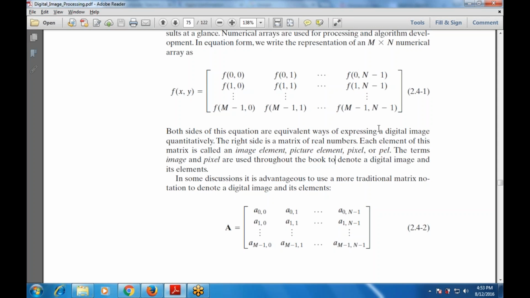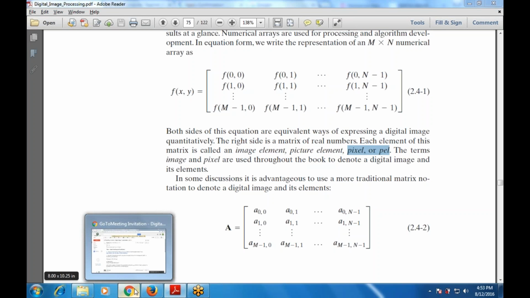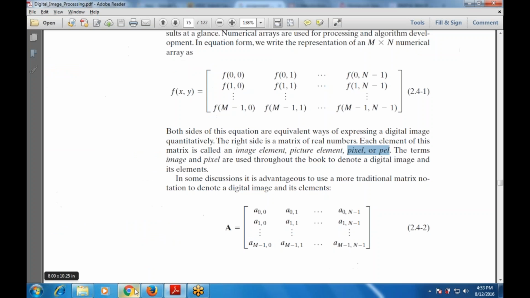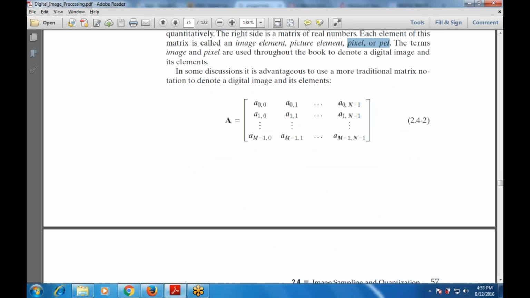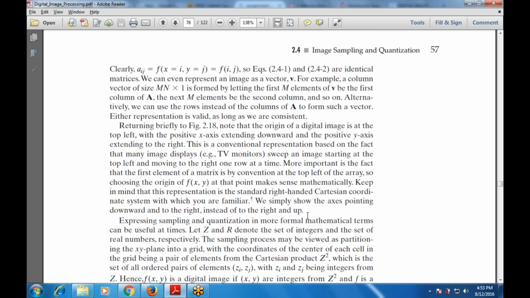So the right side of the matrix contains the real numbers, in decimal form. Each element of the matrix is known as an image element, picture element, pixel, or pel. And the terms image and pixel are used throughout the book to denote a digital image. There is not a single image, there is a digital image that is used, and its elements. And it is very advantageous to use a traditional matrix in the form of arrays, that is 3 by 3, 3 rows and 3 columns.